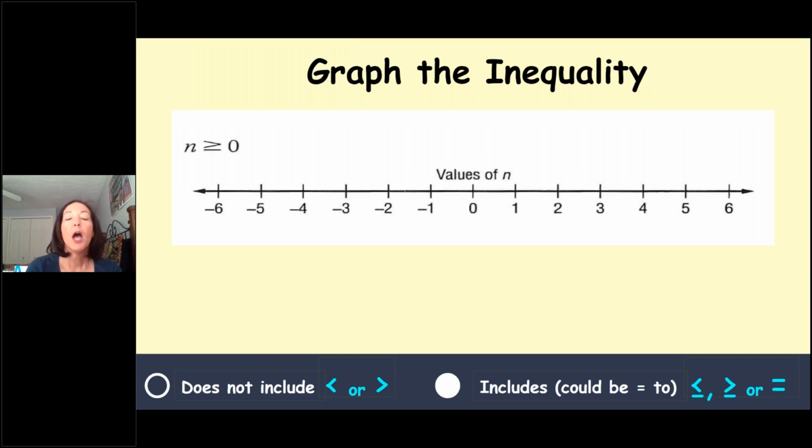Oh, this time, Taylisha, we're graphing. So I've given you the inequality, and it's up at the top of the screen. It says n is greater than or equal to 0. You can just describe for me how you would graph it. So what number are we going to have to mark on the number line? We're going to have to mark 0. We are. And are we going to put a closed dot or an open dot on 0?